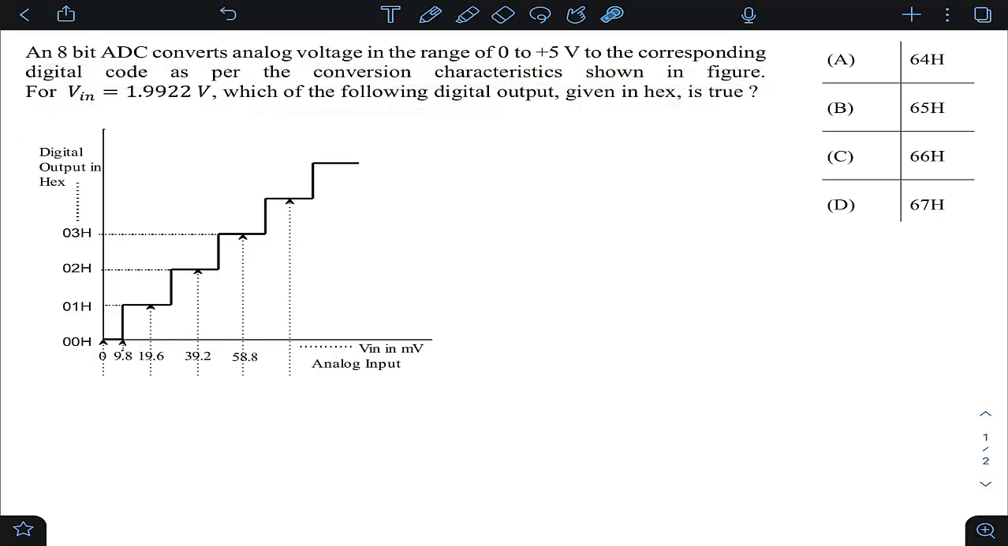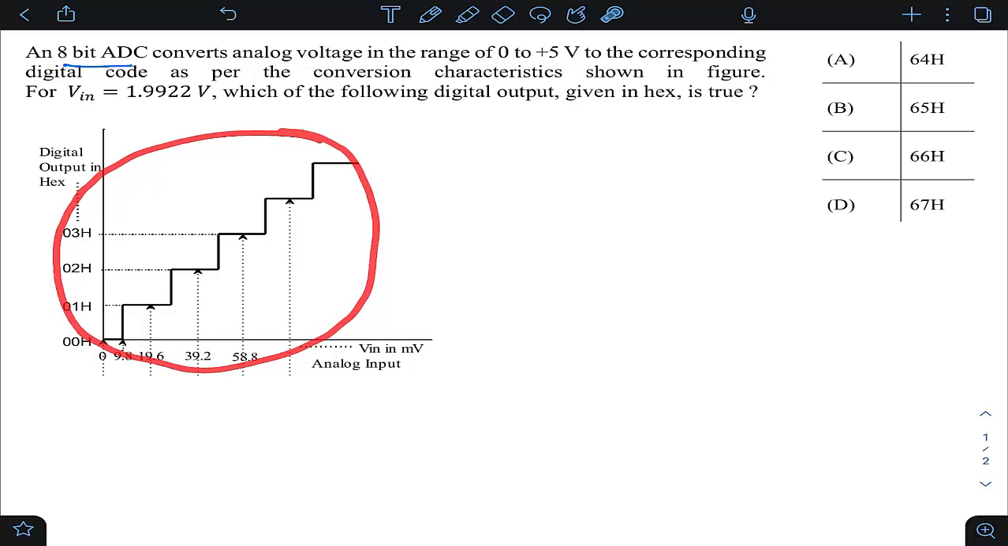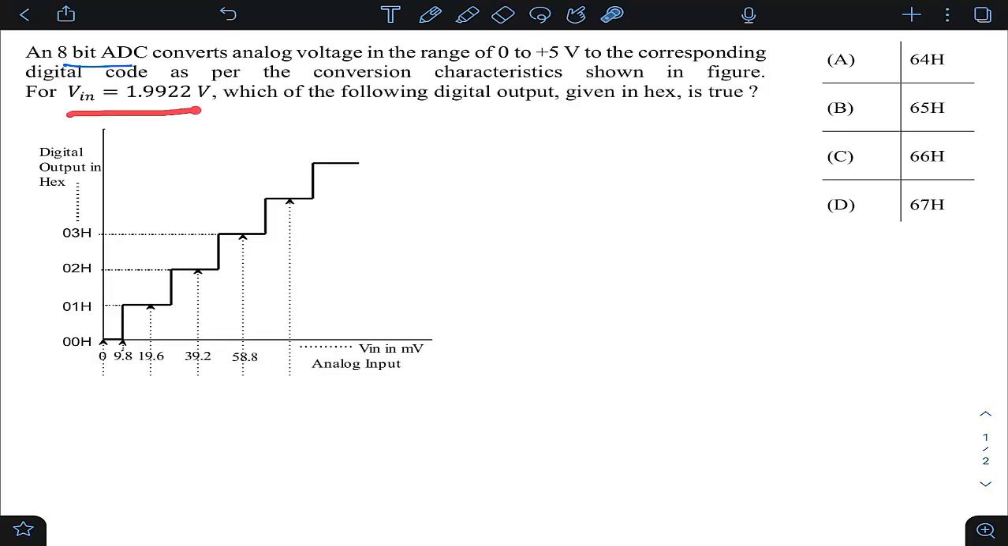So the data given is that we have an 8-bit ADC and the range of the input to this ADC is 0 to 5 volts. And this is how the ADC works, this curve. I'll explain what this curve is telling. They are saying that if the input is 1.9922 volts, which is in this range, what is the corresponding digital output in hexadecimal format? Okay, so let us see.